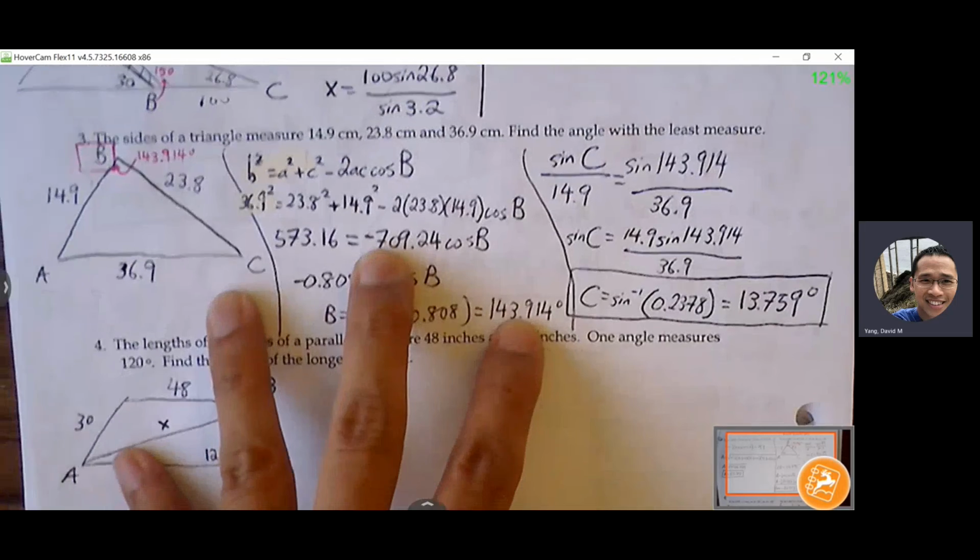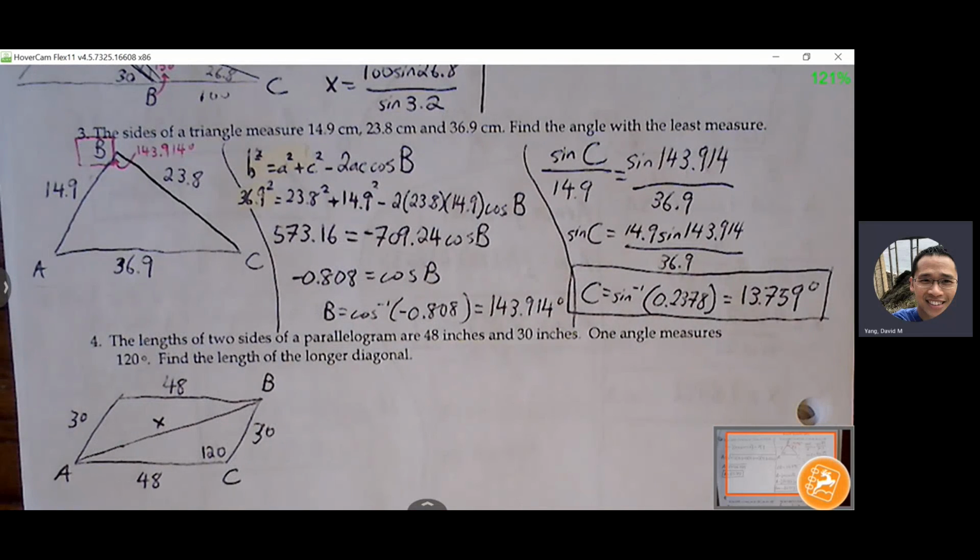Okay, here's number 3. I found angle B first, because that's the largest angle, and then I worked my way to the smallest angle. I know my smallest angle is going to be angle C, because it's across from the smallest side, 14.9.